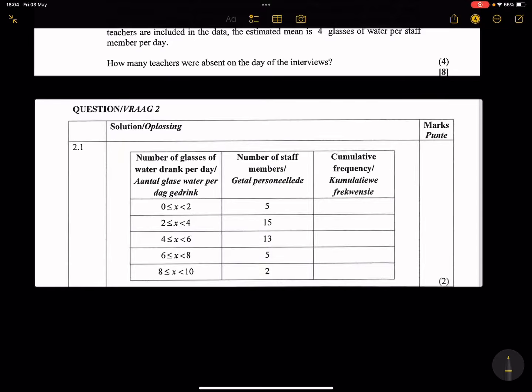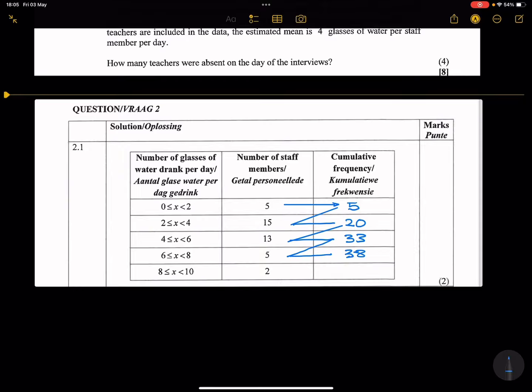Right, so I'm going to just take that color there. Between 0 to 2, we've got 5. Okay, so it's that answer there. Now to get the next answer, it's going to be 5 plus 15. I get 20. Right, 20 plus 13 gives me 33. 33 plus 5 gives me 38, and 38 plus 2 gives us 40. So it's a total of 40 people that were interviewed.